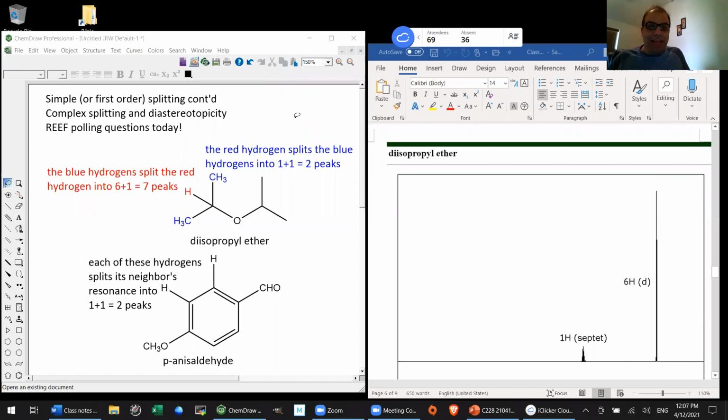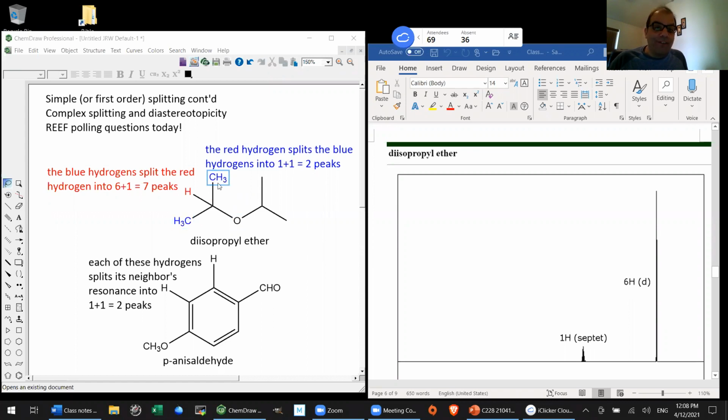So last time we ended up with diisopropyl ether and p-anisaldehyde. I just picked them as examples of compounds that display simple splitting in their proton NMR spectra. We already went over these two compounds. We pointed out how there are 2 types of hydrogens in diisopropyl ether. One of them is these blue hydrogens, of which there are actually 12, but since the molecule is symmetrical, rather than seeing 12:2, we'll see 6:1, which is of course the same ratio. That's why we see a 6H resonance and a 1H resonance.